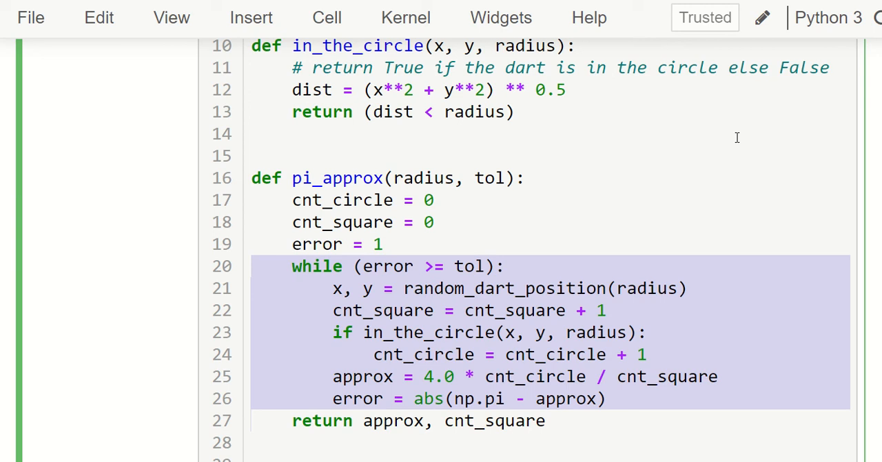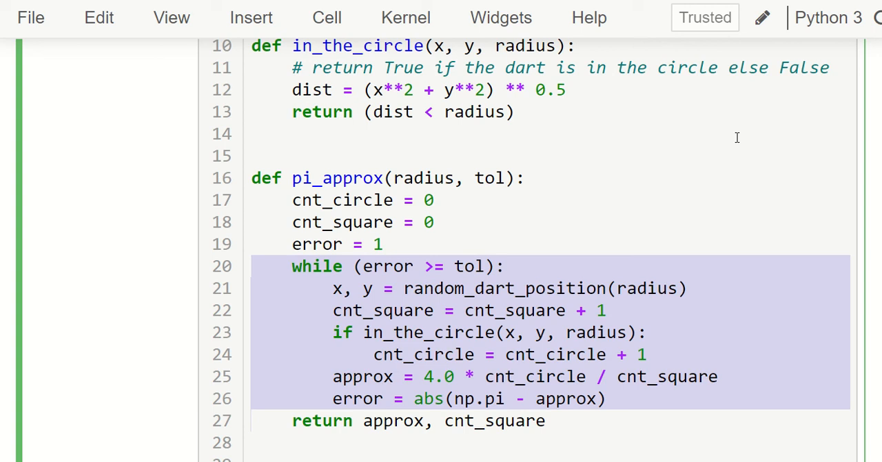The variable that he's going to use to count the number of dart throws inside the circle is cnt_circle, and then cnt_square is the number of dart throws inside the square. He's going to use the variable error in his condition to decide whether he should stay in the while loop or not, and because of that he initializes error to a value of 1, which is a large number compared to the tolerance he's going to typically use. Of course, if you use a tolerance larger than 1, it will never enter the while loop and you will not even get an answer in that case. So that's just initializing the variables you want to use.